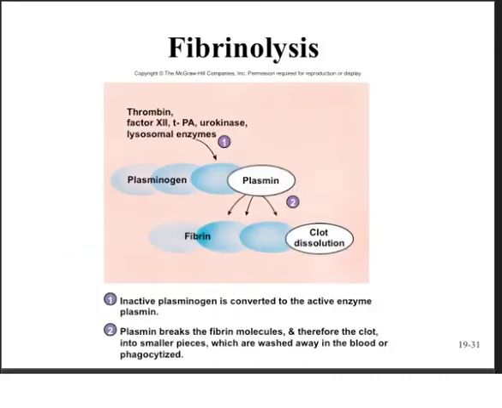So this is a look at what happens after the clot has served its purpose. In fibrinolysis, plasminogen is converted into plasmin, and this is an outcome of factor 12 and TPA and other enzymes such as urokinase. The active plasmin will then dissolve the fibrin clot after it's served its purpose, after we've repaired the tissue and we've fought off the pathogen.